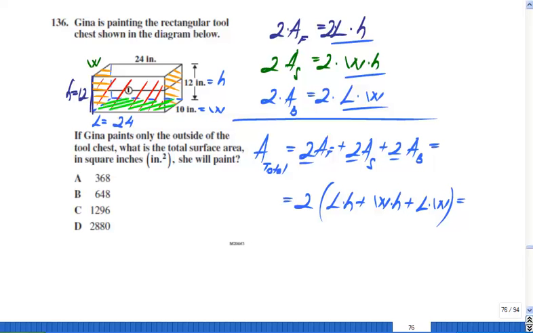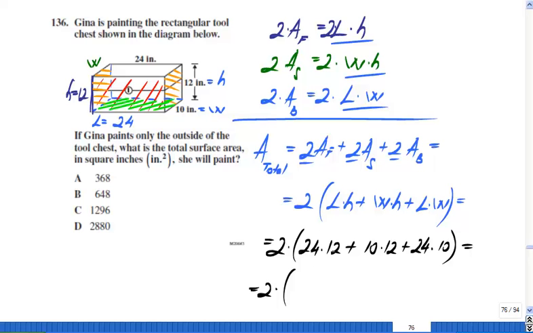Next step, plug in everything that you know. I know that this will be 2 times, length is 24 times my height 12, plus width is 10 times height 12, plus 24, my length, times my width, which is 10. All right. This will be what? 2 times.